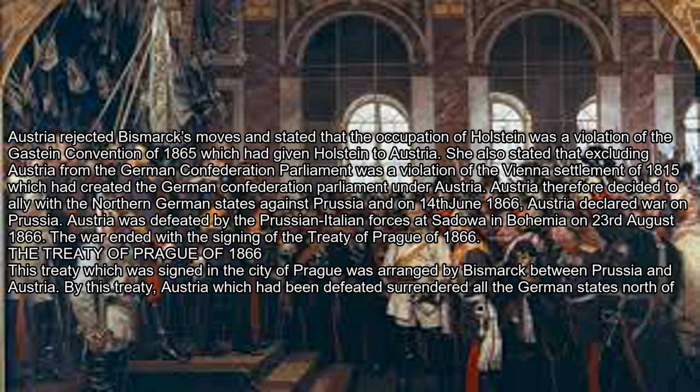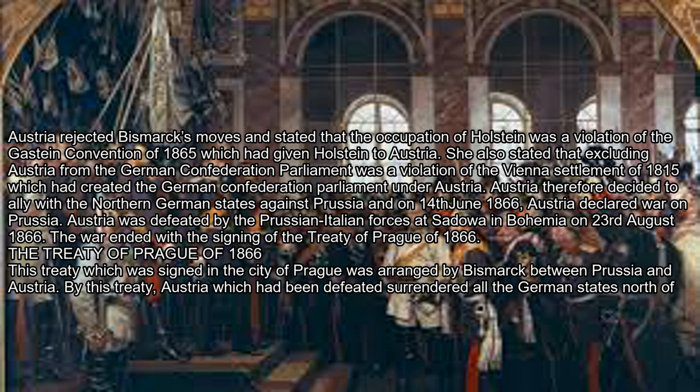Austria therefore decided to ally with the northern German states against Prussia, and on 14 June 1866, Austria declared war on Prussia. Austria was defeated by the Prussian-Italian forces at Sadowa in Bohemia on 23 August 1866. The war ended with the signing of the Treaty of Prague of 1866.